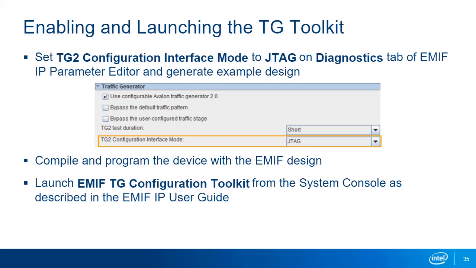Instead of creating your own custom logic to control the traffic generator's configuration interface, you can use the graphical TG configuration toolkit. To use this toolkit, make sure the TG2 configuration interface mode is set to JTAG before generating the example design. Once the example design is compiled and programmed into the device, start System Console and launch the toolkit in a similar manner to the EMIF Debug Toolkit discussed earlier. Again, see the EMIF IP user guide for details on this process.